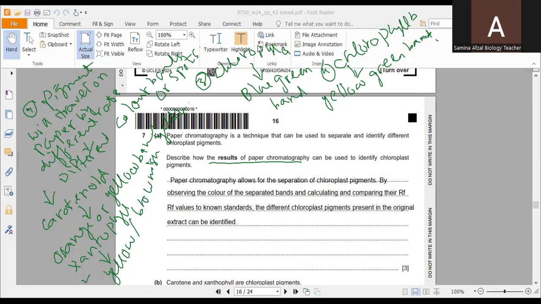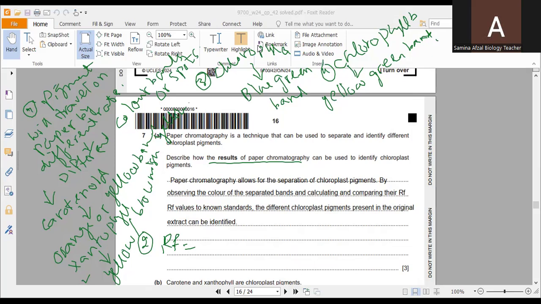The second method, I would like to write over here, is to calculate the retention factor. Retention factor is the RF value. The retention factor can be calculated for each separate pigment band. It is the ratio of the distance traveled by the pigment to the distance traveled by the solvent front.